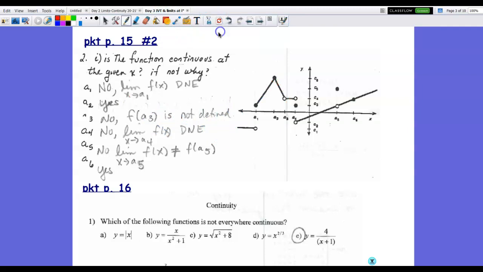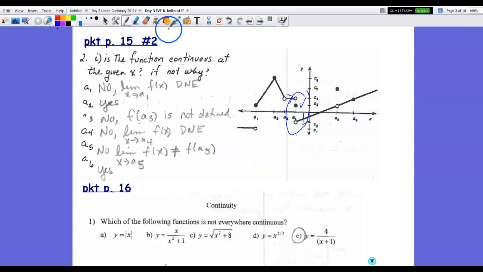It's getting a little bit messy. At a sub 4, again, we can clearly look at the graph and see that there is a discontinuity. So let's go through our conditions. Condition number 1, is there a y value? Yes, there is, because there's the solid point. Does the limit exist? Well, coming from the left and coming from the right, the limit does not exist. Therefore, that's my reason why the function is not continuous at a sub 4.